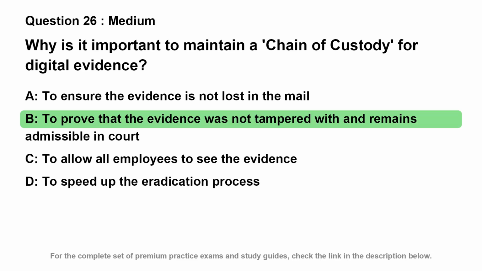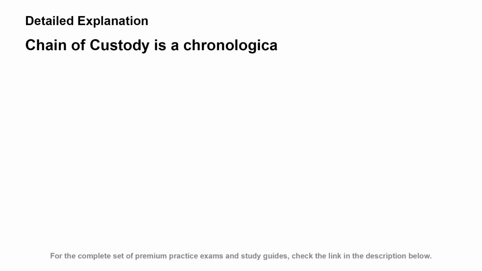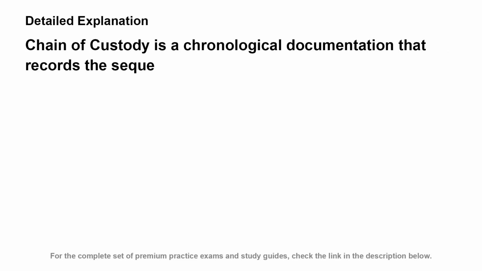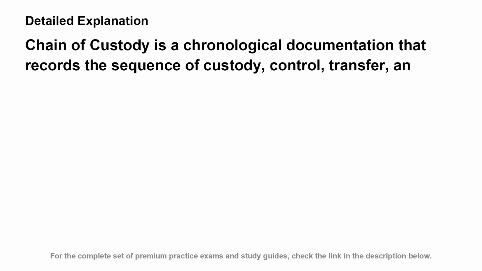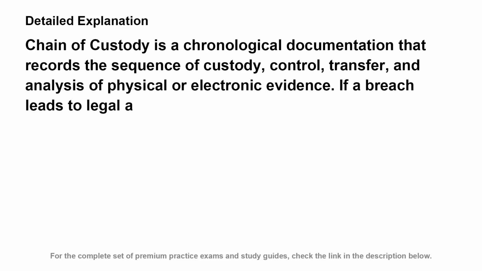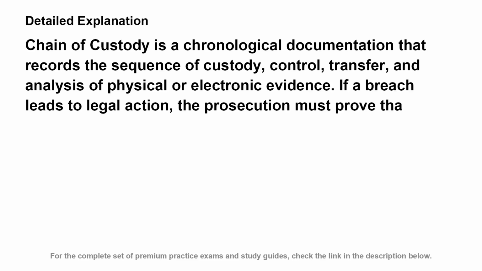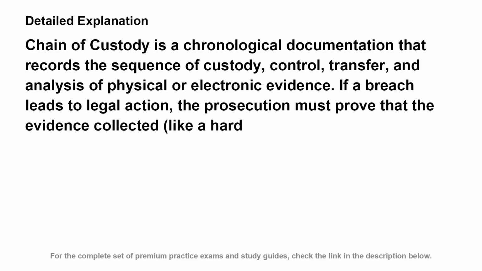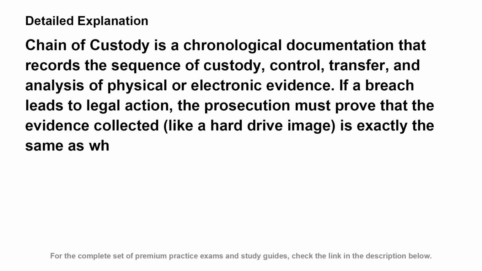The correct answer is B. Chain of custody is a chronological documentation that records the sequence of custody, control, transfer, and analysis of physical or electronic evidence. If a breach leads to legal action, the prosecution must prove that the evidence collected, like a hard drive image, is exactly the same as what was found at the scene.